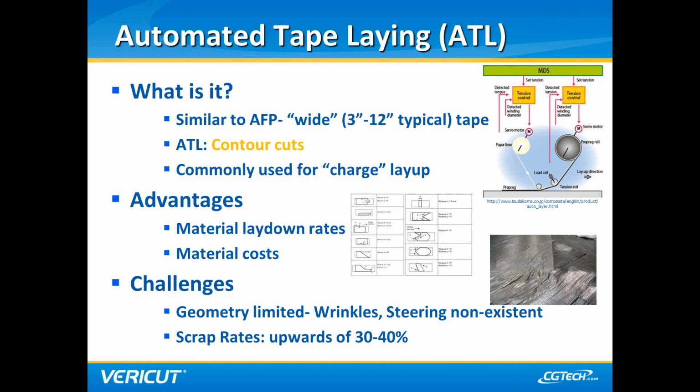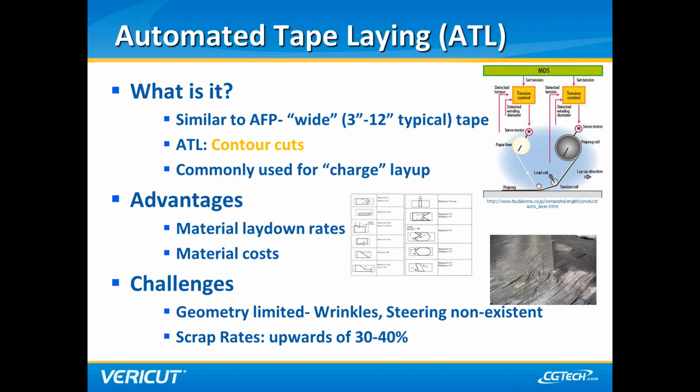Some of the advantages, though, material laydown rates. So that could be just because you're laying wider tape. The other thing that it allows for is there's typically less opportunity for, we'll call it, failure. So if you're laying an 1/8-inch fiber placed toe, you have typically 16 or 32 cutters and feed modules that could end up having issues.